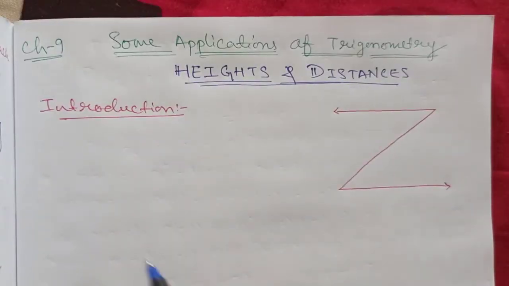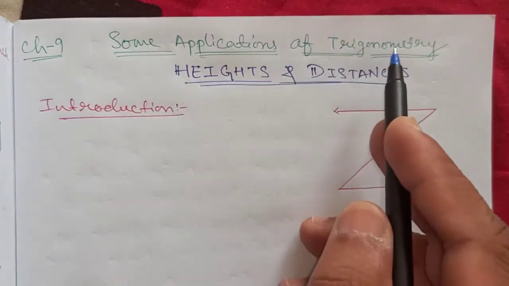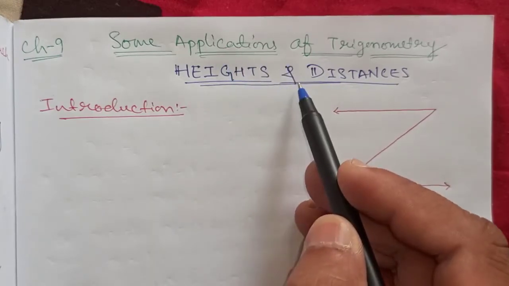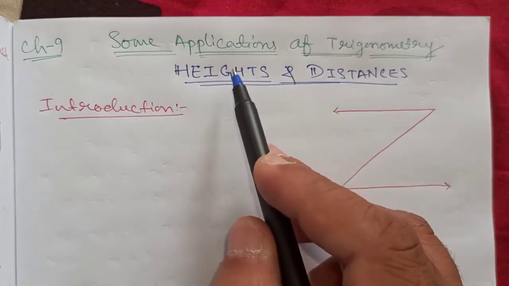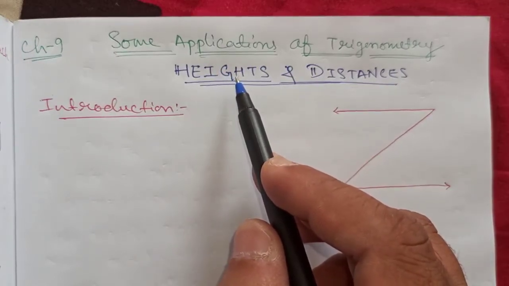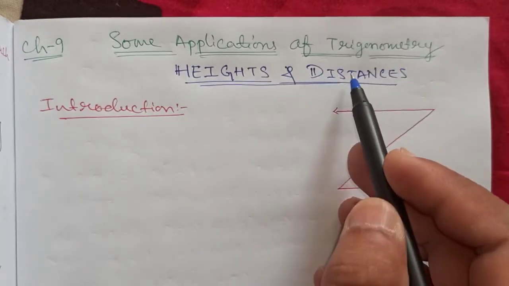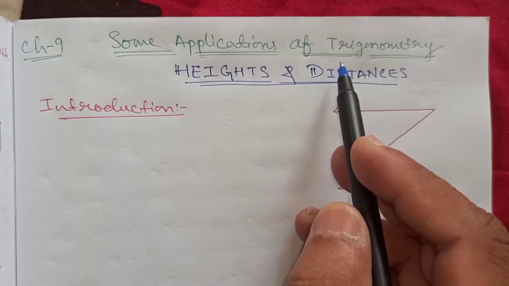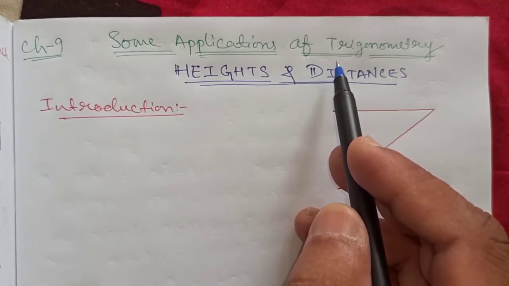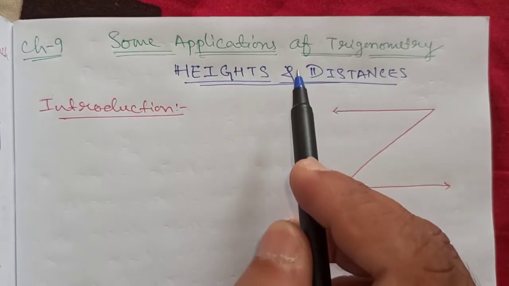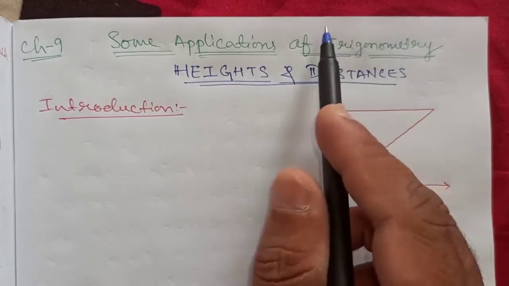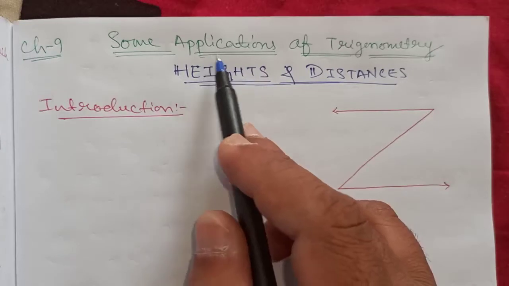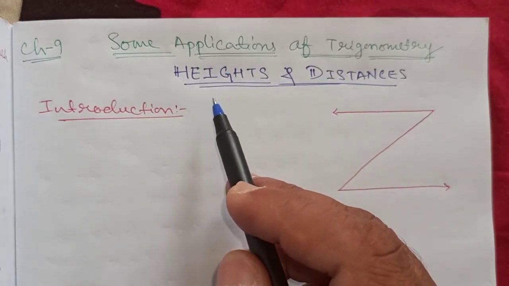Today I am going to start chapter 9, some applications of trigonometry. It is also called heights and distances. From the name of the chapter you might have understood that in this chapter we will only discuss heights or distances. Applications means we have studied the trigonometry chapter, but we don't know where or how to use the trigonometric functions. In this chapter we will learn how to use sin theta, cos theta, tan theta and all. So this chapter is all about applications of trigonometry. We will start with the introduction.